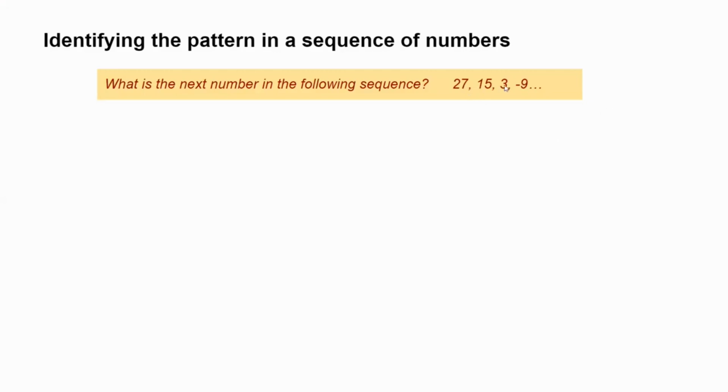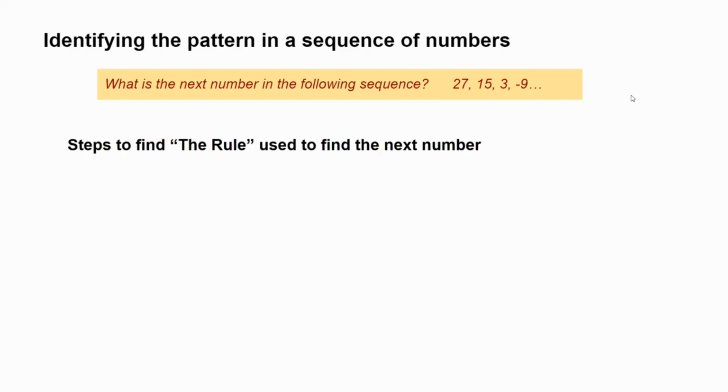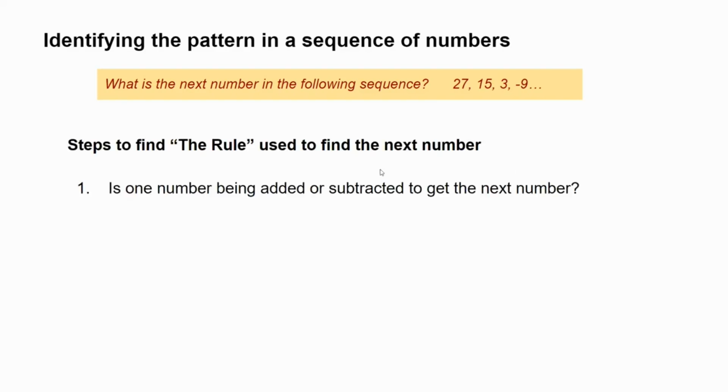We're given 4 numbers, and maybe we're trying to find the 5th number, or we're trying to find the 10th number in this sequence. We're not going to solve that particular problem, but next we're going to talk about some strategies that you can use to identify the pattern. These are the steps. First, try to figure out if one number is being added or subtracted to get to the next number. So how could we do that?